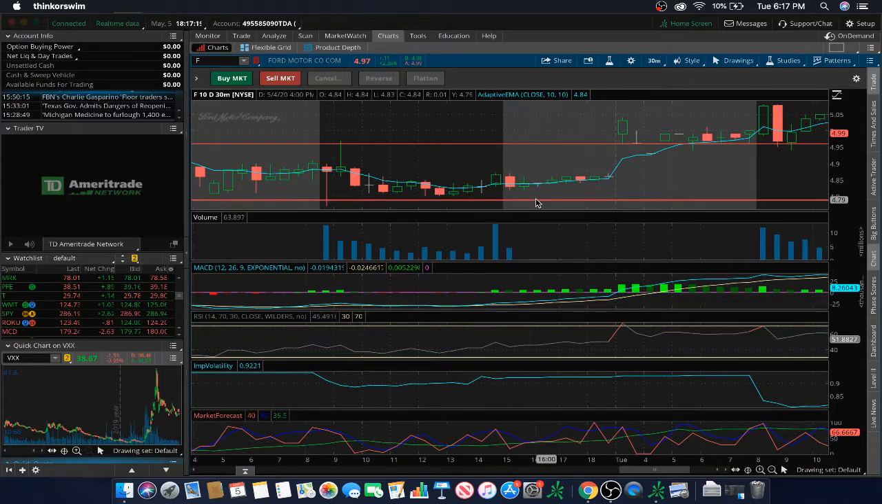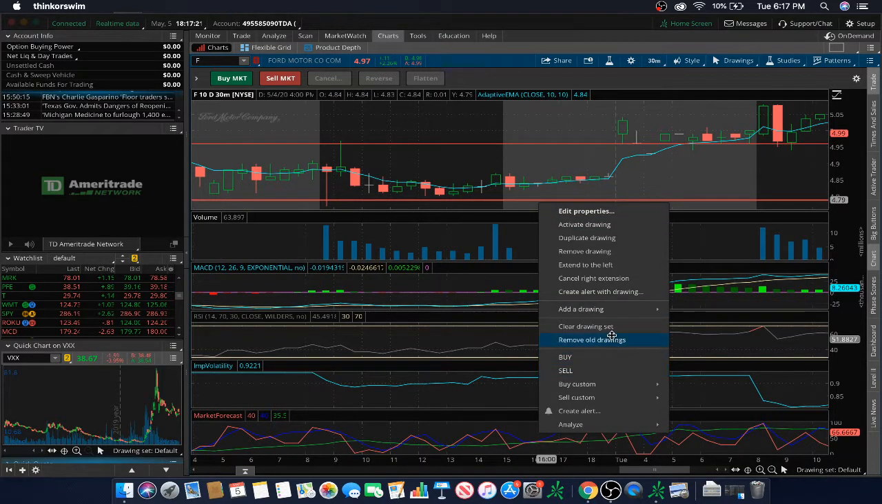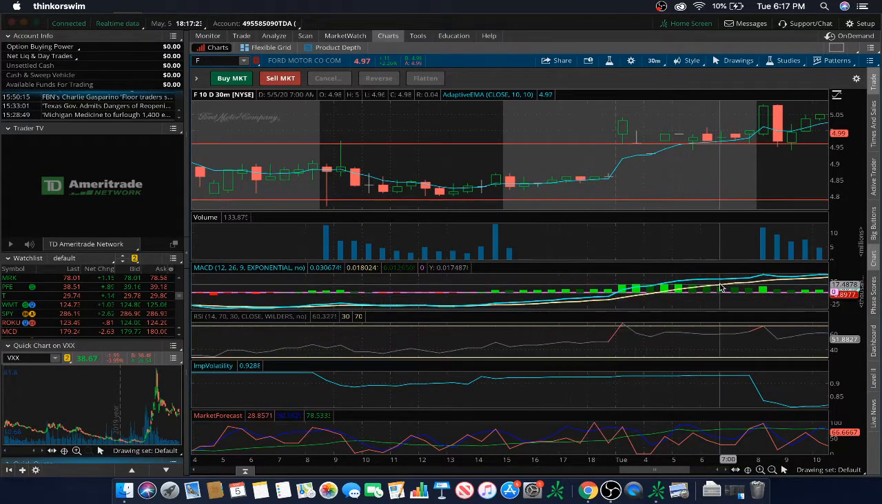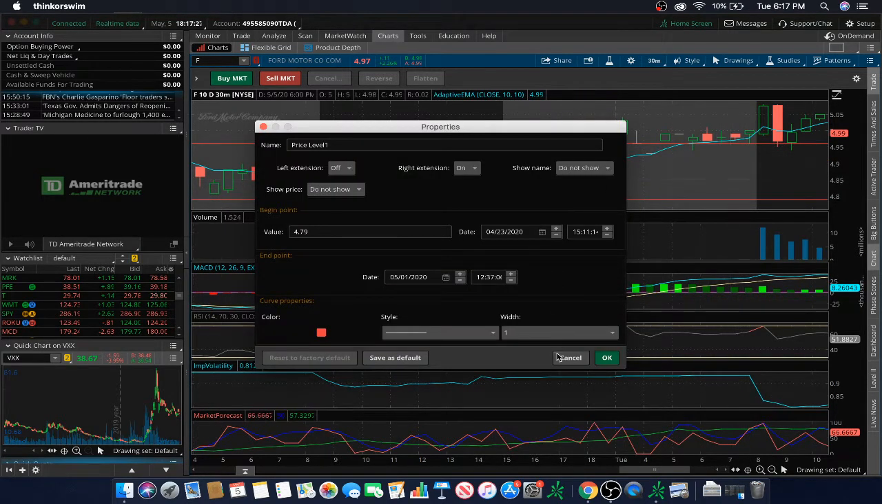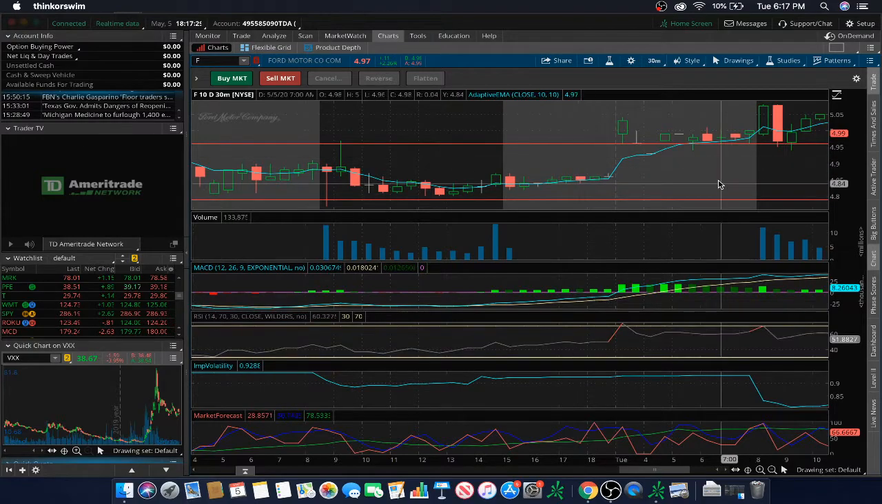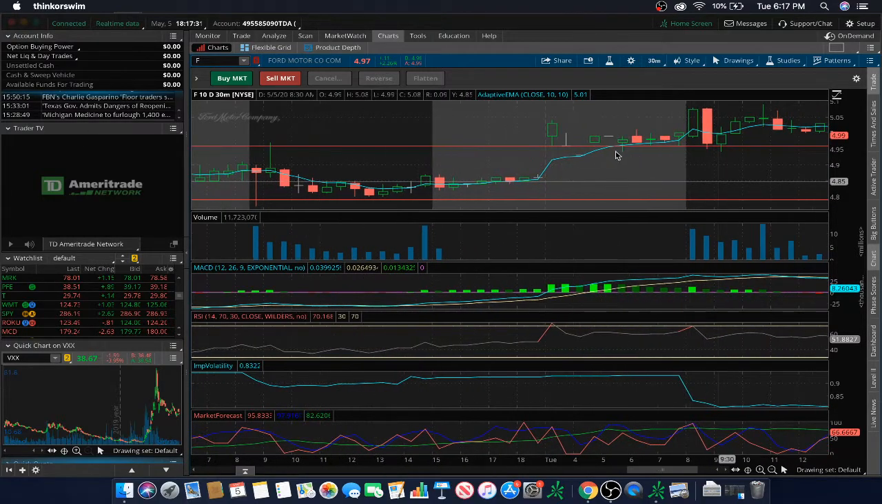So as of right now, let me get rid of this line. Actually, we can just leave it right there for right now. There we go. Let's just leave it there. So as of right now, the resistance or the support seems to be 495. You can see it tried to consolidate after that big gap up. It started downtrending a little bit, but it did in fact consolidate.